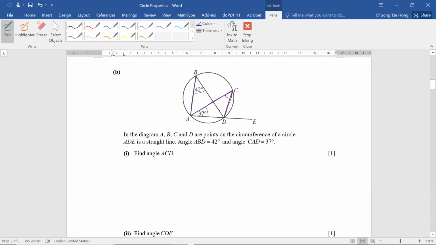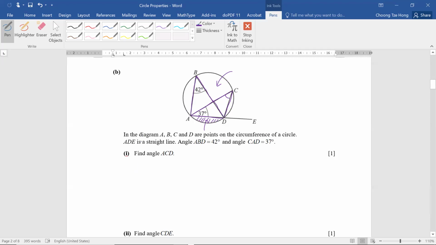So why do they call this property angles in the same segment? Because if you were to draw a line across AD, it's going to divide the circle into two segments. One is the big segment over here, and another one is the small segment over here. This small segment I'm going to shade now. Both the angles that you have formed at the circumference lie on the same big segment, the one that is unshaded. That's why we call it angles in the same segment.